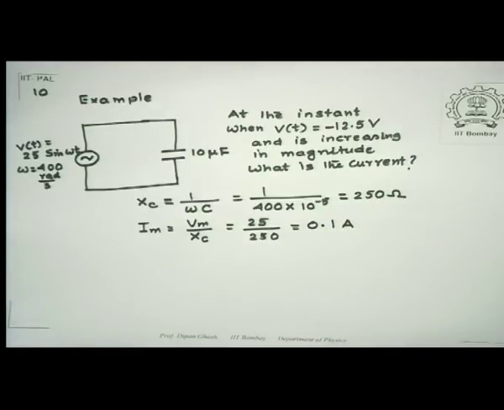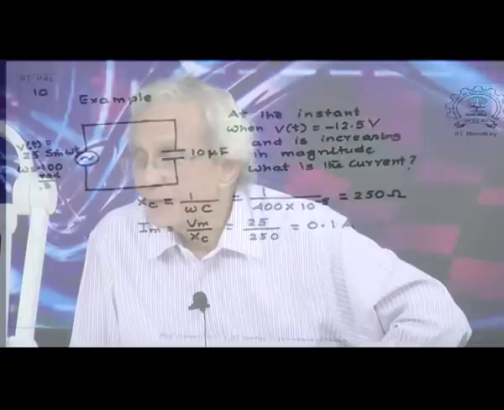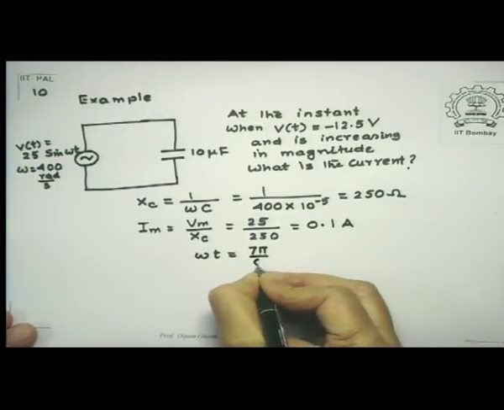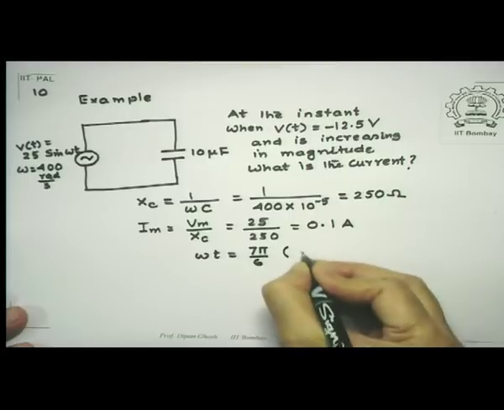Now my next question was, consider the instant when the voltage is minus 12.5 and is increasing in magnitude. In a similar situation, in the previous example connected with an inductor, I had seen that there are two solutions for omega t, but out of that, the solution for which the value is minus 12.5 volt and the magnitude is increasing is given by omega t equal to 7 pi by 6. So I would point out from the previous example.